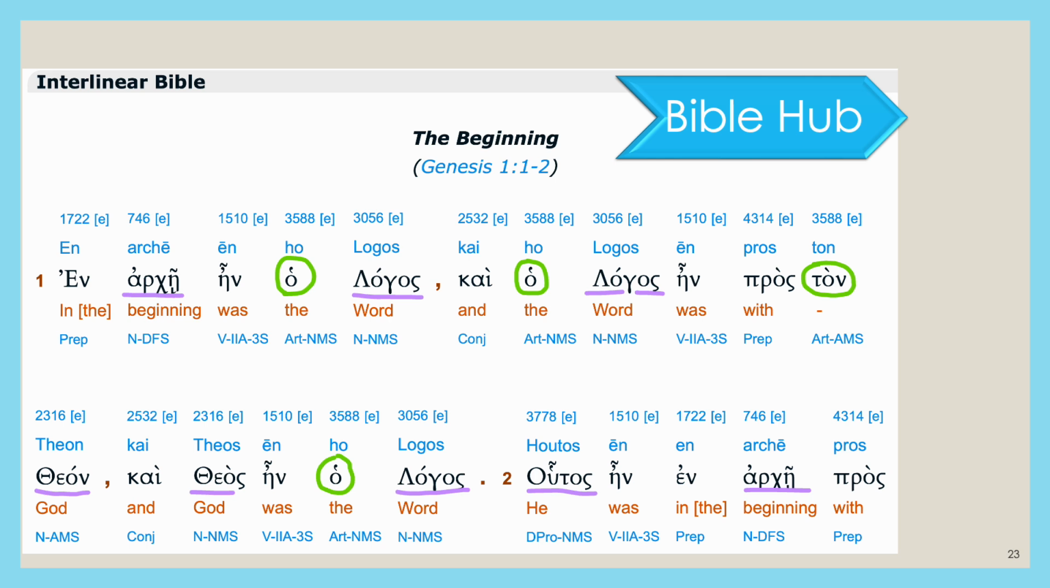So in that sentence, both God and the Word, God is the Word is God, they are both nominative. We also have a pronoun outos, meaning he, again that's nominative, he was. And the noun arche is used again, this time, again in the dative.